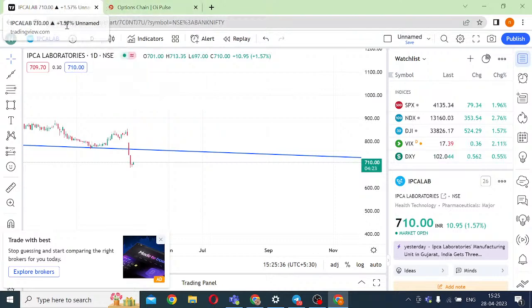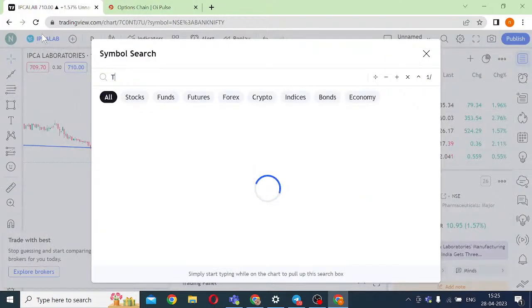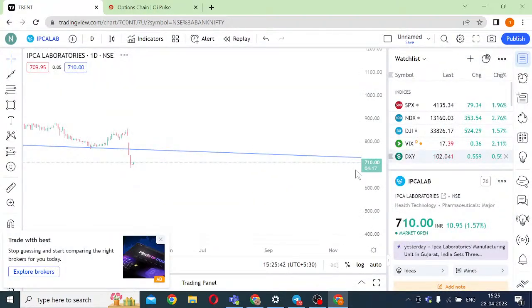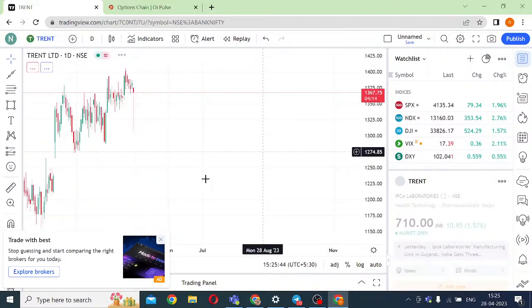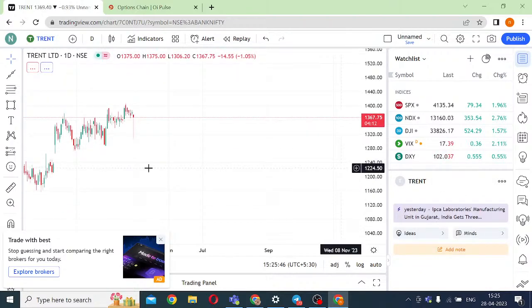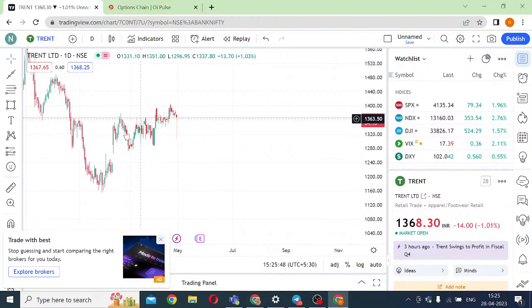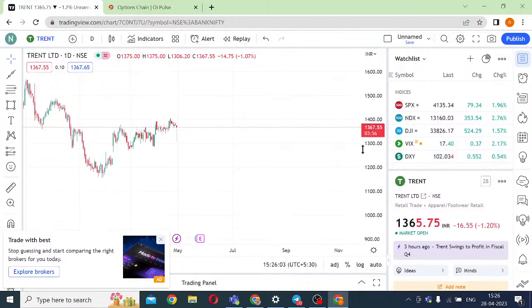Trent, I will check quickly, Jigar. Trent has been on my radar from an analysis standpoint. The candle is bullish, but it's still inside. Give it some time. I think above 1400, 1405, above this level, it should give you a clean move of 100 points. Right now is nothing.